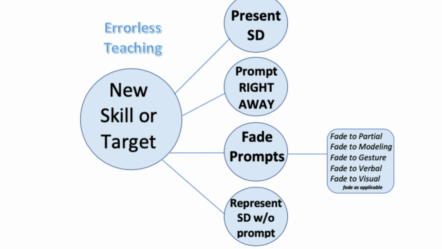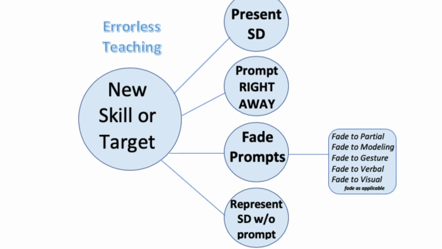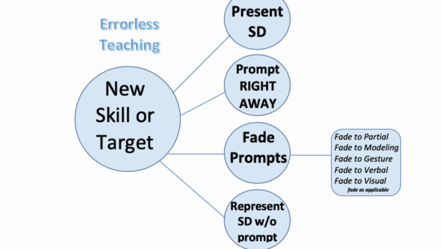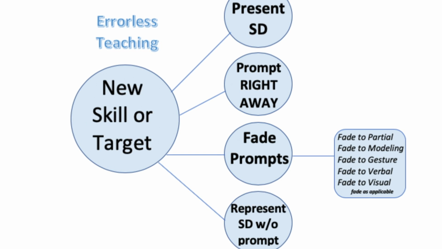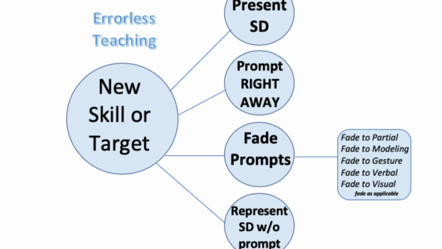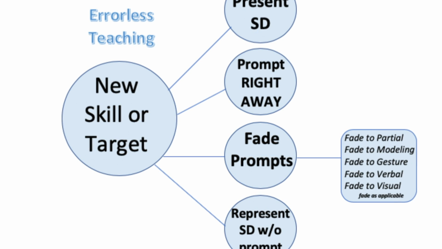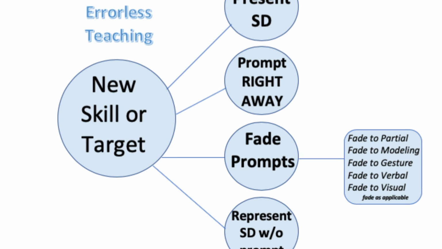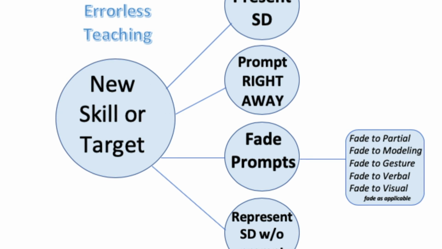Errorless teaching. So basically, errorless teaching is just using most to least prompting and then requiring an independent response from your learner. This helps us to minimize errors, and it helps the learner learn quickly because they're able to contact reinforcement for correct responses at a frequent rate. Essentially, when we use errorless teaching, we're able to transfer stimulus control from our prompt to our SD.